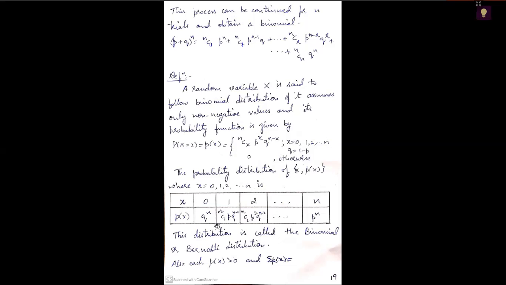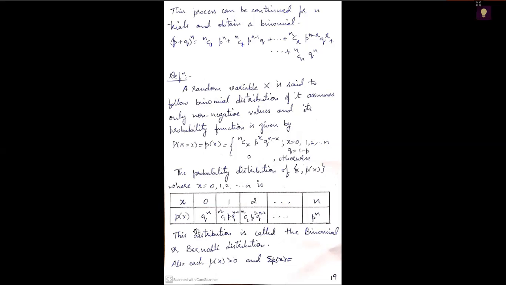This is given by this tabular column. So you write x in the first row and P of x, which is given by this function. For 0, you substitute x is equal to 0, you just get Q to the power n, because NC0 is equal to 1. Next, for 1, you substitute x is equal to 1, you get NC1 P Q to the power n minus 1. For 2, NC2 P square Q power n minus 2 and so on. For n, it is just P to the power n, as Q power n minus n is nothing but 1 and NCN is also equal to 1. So this distribution is called the binomial or the Bernoulli distribution.